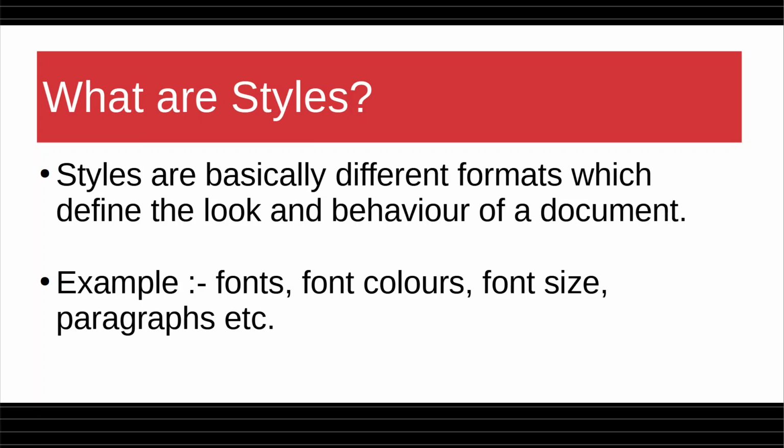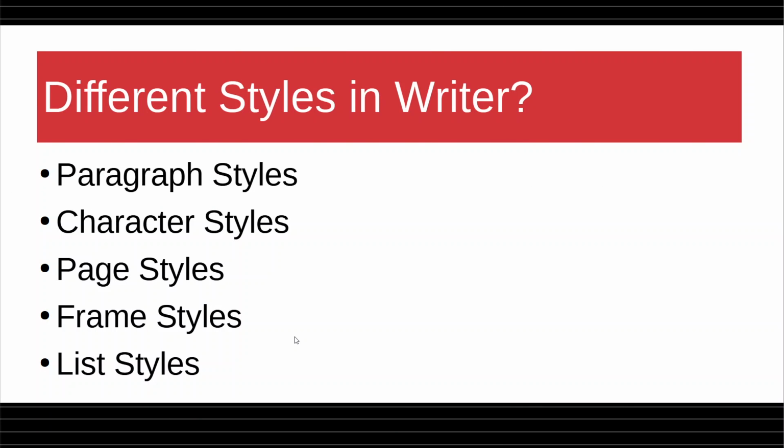What happens is, in LibreOffice Writer we have some ready-made styles which we can directly apply, and it will save a lot of time. For example, font color, font size, paragraphs, etc. All that comes under a style. Now in this particular chapter we are going to understand the different styles in Writer. These are the categories: paragraph styles, character styles, page styles, frame styles, and list styles. These are the five styles that we have in Writer. We are going to learn about the paragraph, character, and page styles, which are in your syllabus. Frame styles and list styles are most probably never used, but the first three are the ones used the most. So let's go ahead and start.